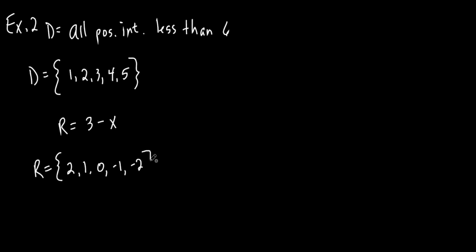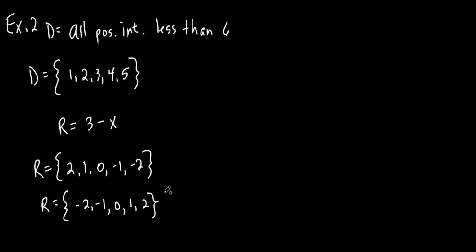But let's put it in order from the smallest to the largest. How would we write it now? Yeah, we just flip it. We just go the other way. So it would be negative 2, negative 1, 0, 1, and 2. Everybody good with that? Yeah, that was pretty easy.